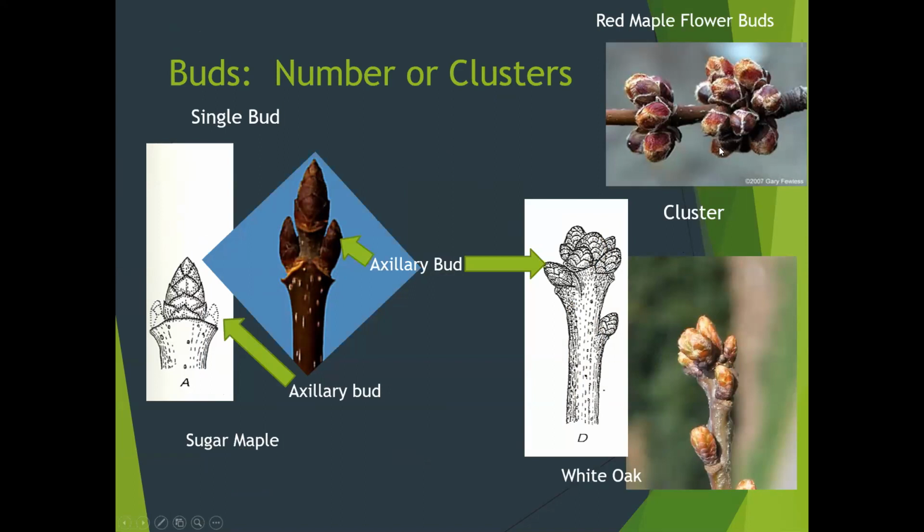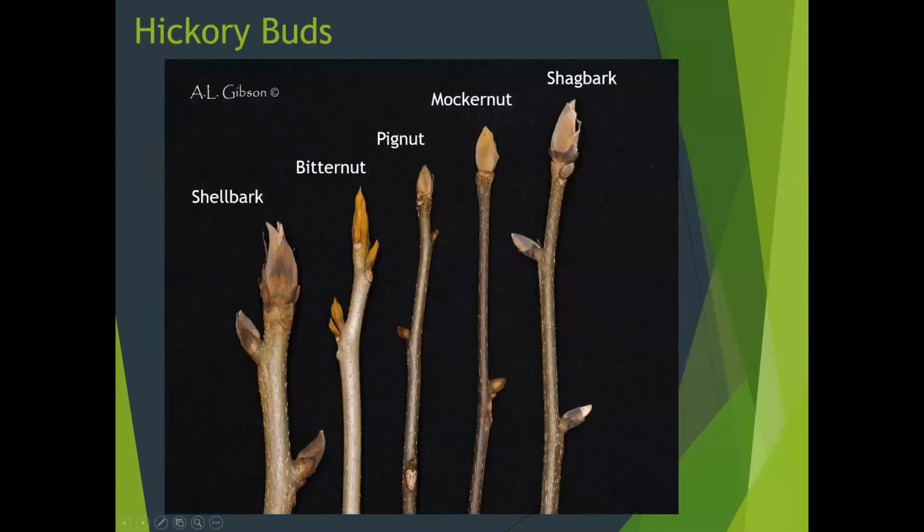And you also might see clusters, not on end buds, but on axillary buds. This is one example of that, and another important identifier are these clusters of buds on red maple, where the flowers are going to emerge. And so I just wanted to show you again the variety.